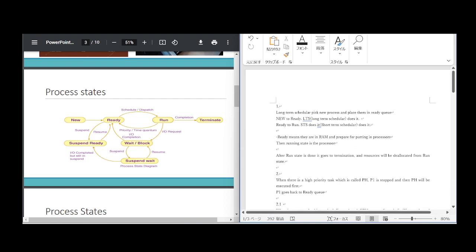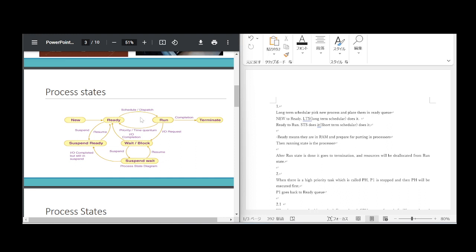So the first pattern: whenever a new process comes into the new state, the long-term scheduler picks the new process and places it in the ready queue. Then, from the ready queue to the run queue, a short-term scheduler picks up the process and assigns it to the run state.